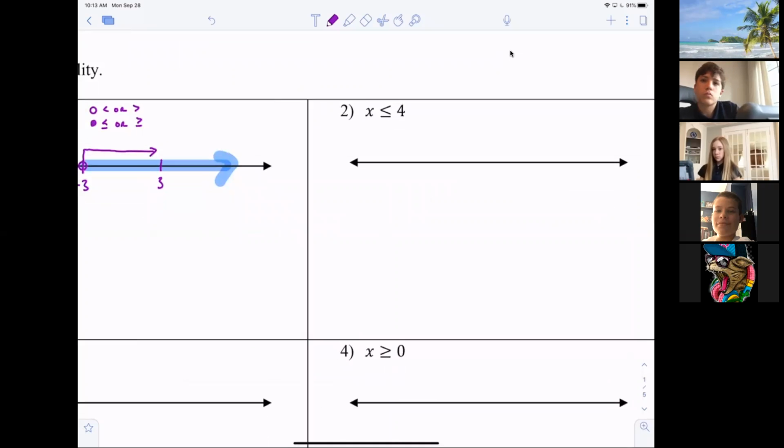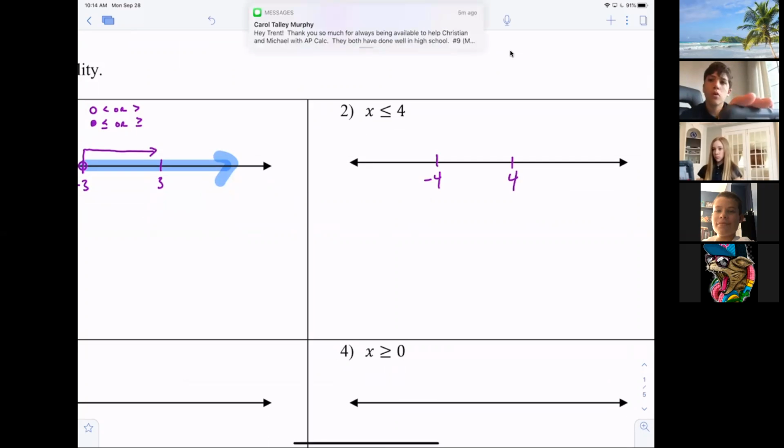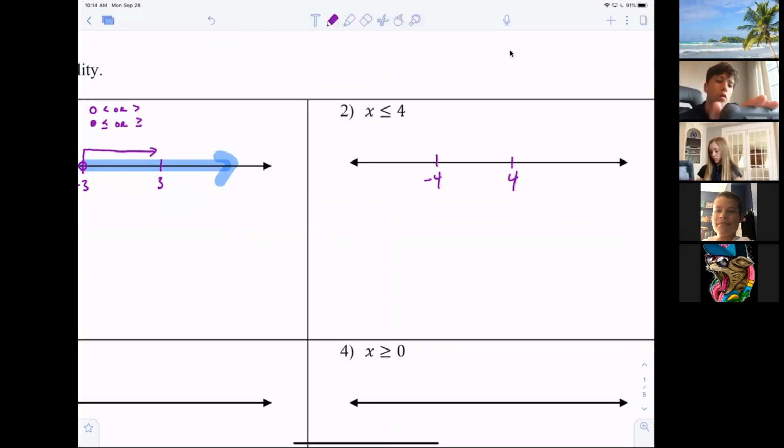Number 2 says less than or equal to 4. So everybody mark a -4 and a +4. Less than or equal to is a what kind of dot? It is a closed dot. That is correct. It's closed. So I have a solid dot at 4. Less than is going in which direction? To the left.